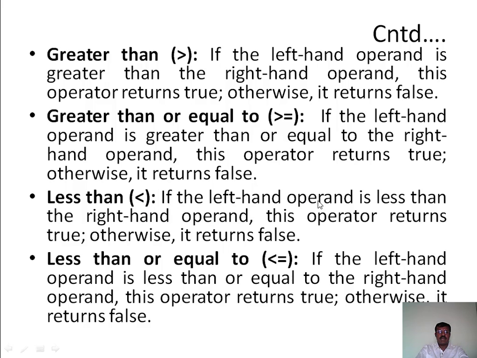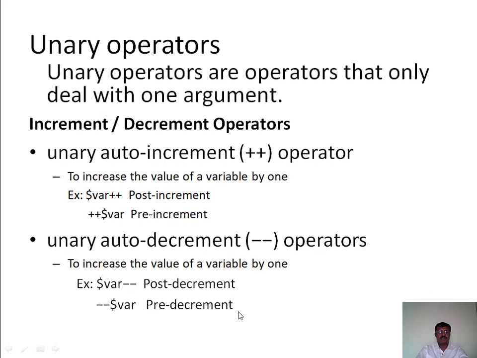Less than operator is represented by the less than symbol. If the left hand operand is less than the right hand operand, this operator returns true, otherwise it returns false. Less than or equal to is represented by the less than symbol followed by an equal sign. If the left hand operand is less than or equal to the right hand operand, this operator returns true, otherwise it returns false. That's about comparison operators.